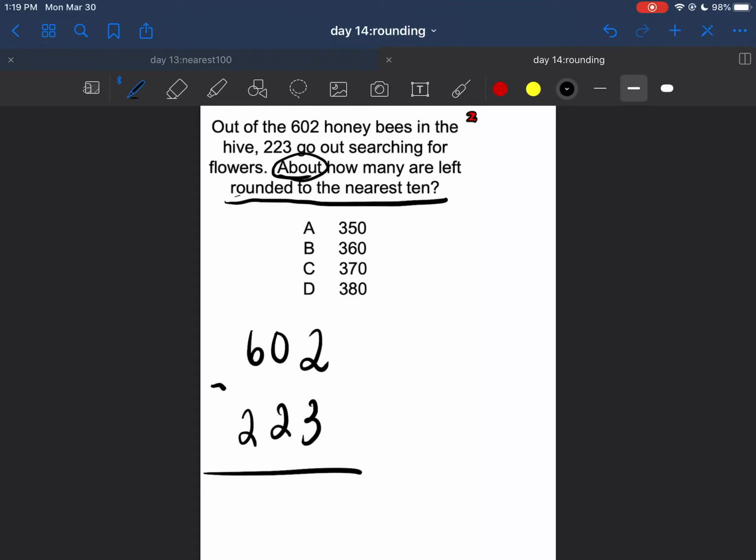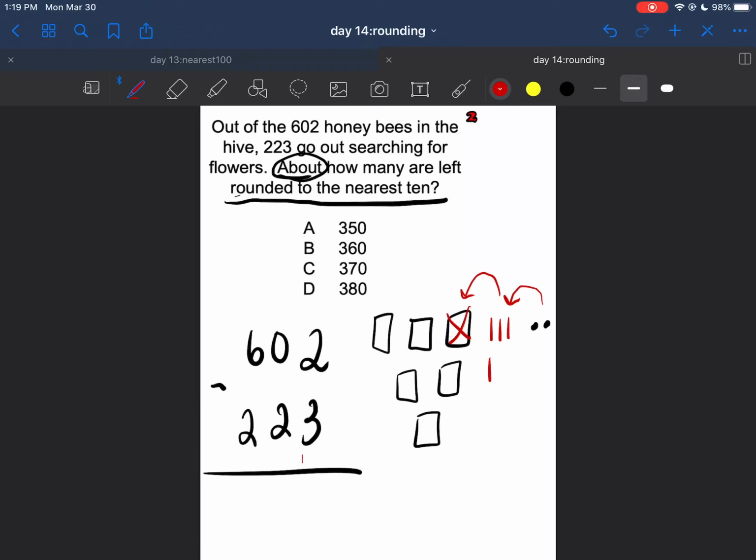I'm going to use base 10 to help me solve. I draw my largest number, which is 602, so 600s, 0 tens, and 2 ones. Now, I always take away my ones first. I'm taking away 3 ones, but I don't have enough. So I go next door to my tens to borrow, but I don't have any from them either. So now I have to go to my hundreds. I take away 100. 10 tens make 100, so 1, 2, 3, 4, 5, 6.